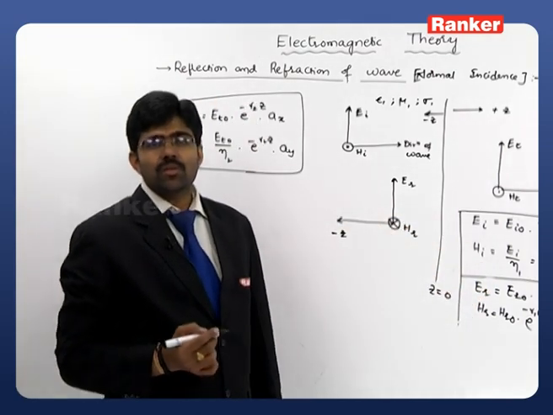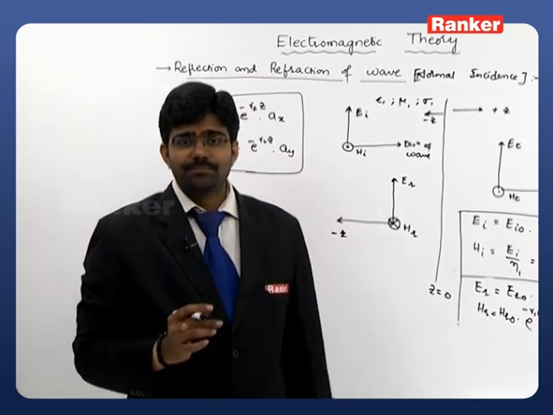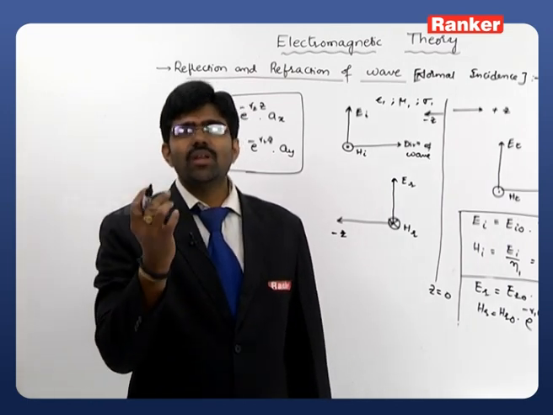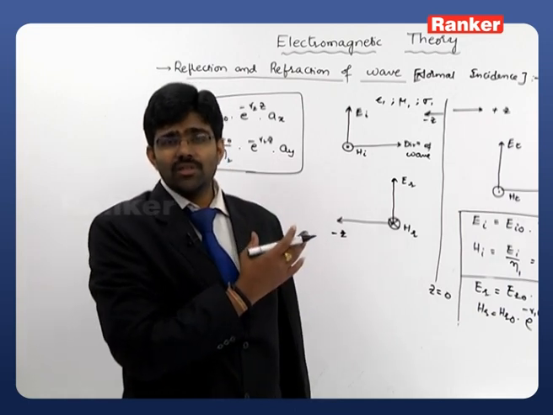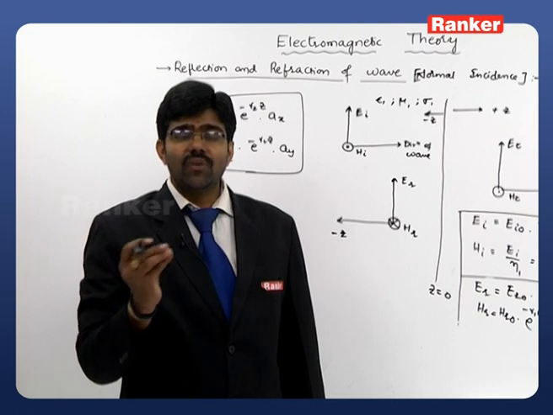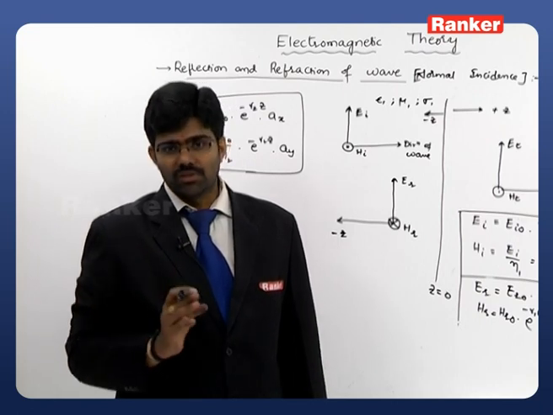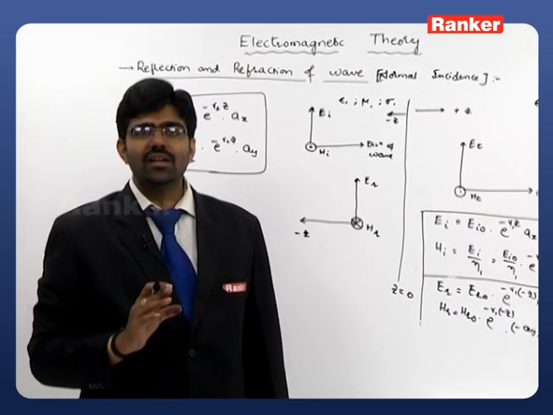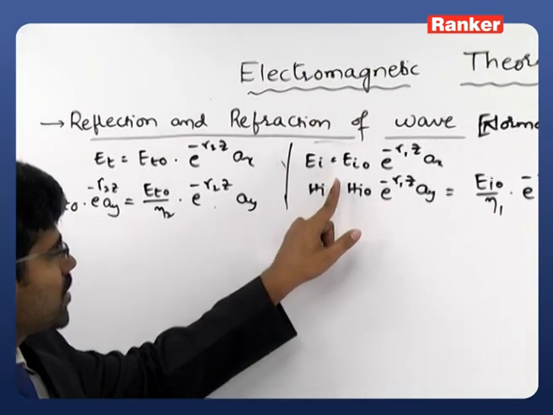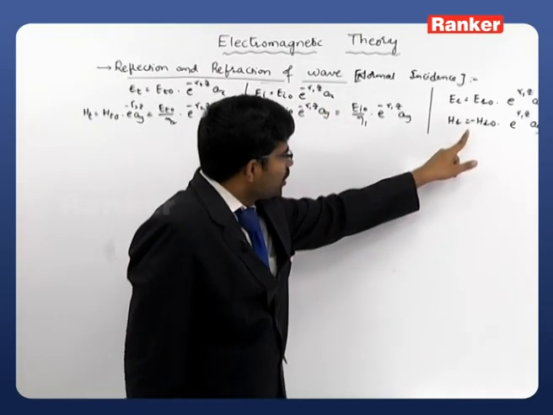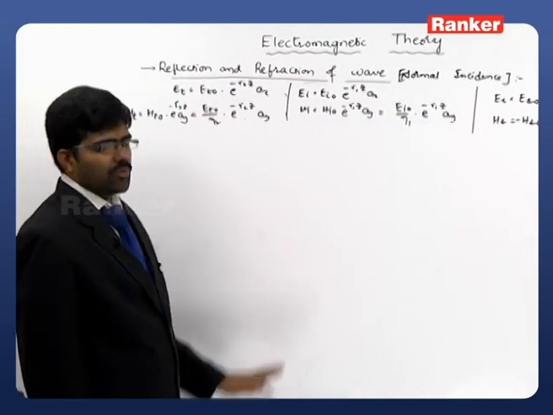Now here we are supposed to get the relation between all these things. With the help of a boundary condition that we already learned, we can get a very good and beautiful relation between these terms, and from that we can define very interesting terms like reflection coefficient and transmission coefficient. Now all these equations were compiled here. This is the incident wave equation, reflected wave equation, and transmitted wave equation.